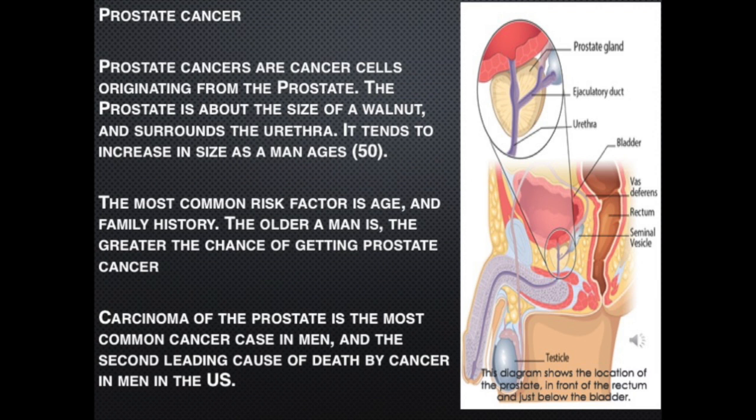Prostate cancers are cancer cells originating from the prostate. The male reproductive system includes the penis, the prostate, and testicles. The prostate produces fluids that make up a part of the semen. An increased prostate causes the urethra to narrow and decreases urine flow. Prostate cancer is more common in African American men than in white men. It is the most common cancer case in men and the second leading cause of death by cancer in men in the US. The most common risk factor is age and family history.